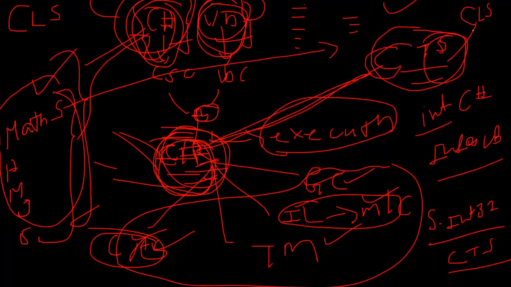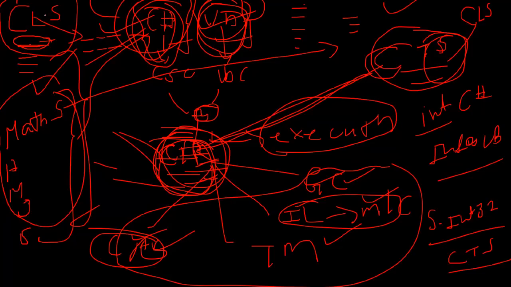Now CTS consists of CLS. CLS means Common Language Specification. It defines a set of rules which every .NET compliant language must follow. What does this mean? That means there are some rules written in this CLS. Rule number 1, rule number 2, rule number 3, rule number 4. These rules have to be followed by C# as well as VB.NET if they want to communicate with each other.